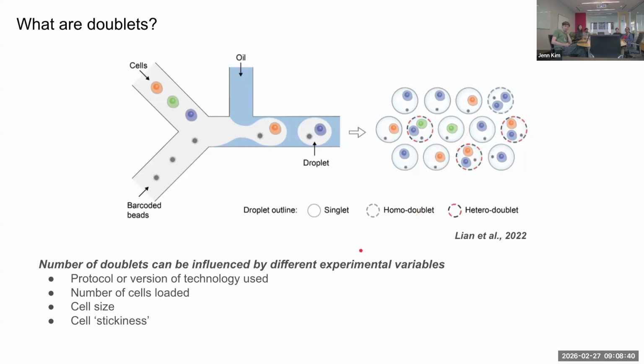The number of doublets can be influenced by a variety of different experimental variables, so I'm just listing some here. Labs can have different protocols for library prep and upstream wet bench techniques that can influence the number of doublets, or you can be using different versions of this technology that can influence this number. I know in our groups, we're shifting over from Chromium V3 to V4, which might have some additional technical or chemical changes to the technology. Also the number of cells loaded, so the concentration of cells input into your reactions, the cell size, as well as things like cell stickiness, so for example, cells that aggregate more easily, such as immune cells.